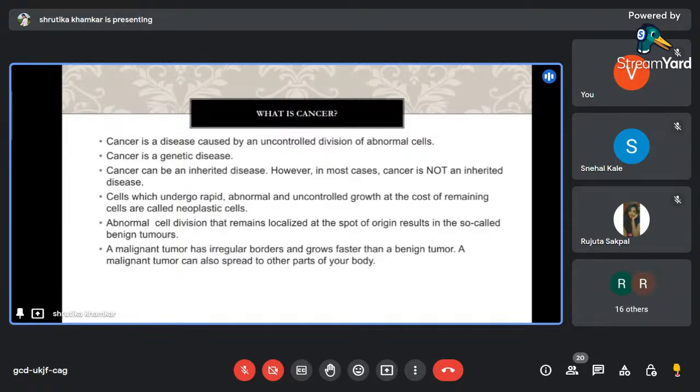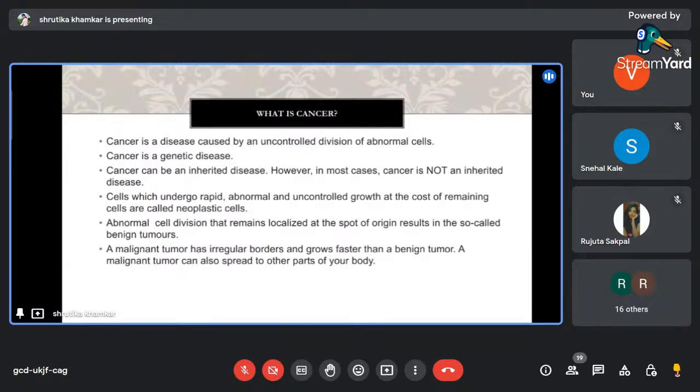Cancer can be an inherited disease. In most cases, cancer is not an inherited disease. In an inherited disease, the genetic defect is present in a chromosome of the parents and is transmitted to the zygote. A cell which undergoes rapid, abnormal, and uncontrolled growth at the cost of the remaining cells is called a neoplastic cell. The growth resulting from the division of such cells is called neoplastic growth or tumors.